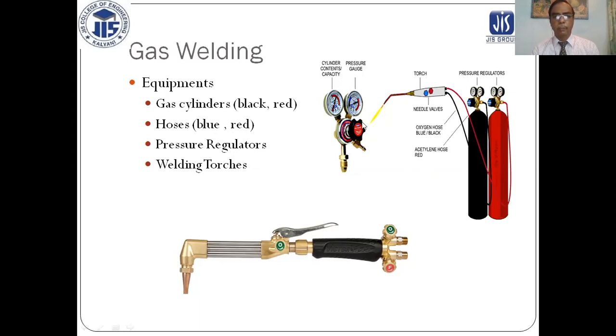Pressure regulator, these are the pressure regulators. They are used on the cylinder for checking the pressures. This is the welding torch. These are the two knobs. One is green for oxygen and red is for acetylene. This is the switch for releasing the gases, the mixture of gases.